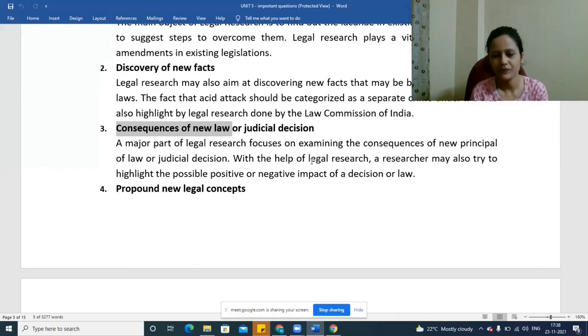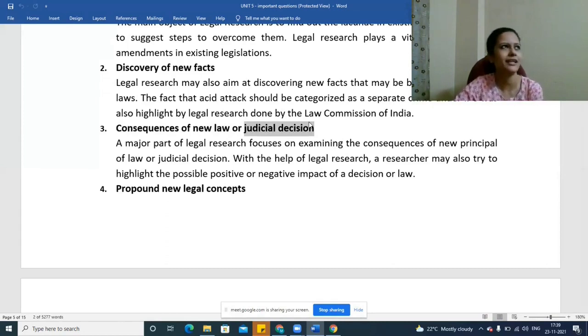They will, yeah, right. So this is again nothing but legal research, whatever was going on in all those previous days, that is nothing but consequences of a new law. What will happen if this new law applies? Same way, relating to judicial decision also, same thing will happen.